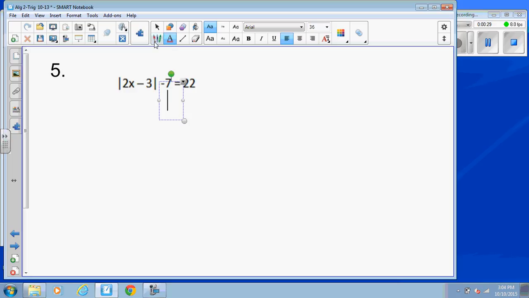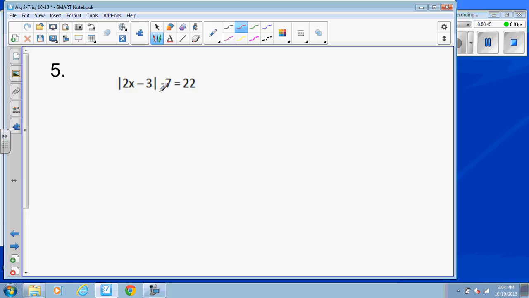Everything that's over on this side, I need to get rid of except for the x. So I have to get rid of the 7, I have to get rid of the 3 and the 2, and the absolute value sign. That's the part that people kind of mess up on sometimes.